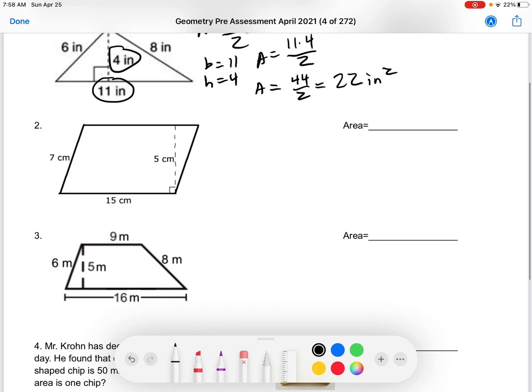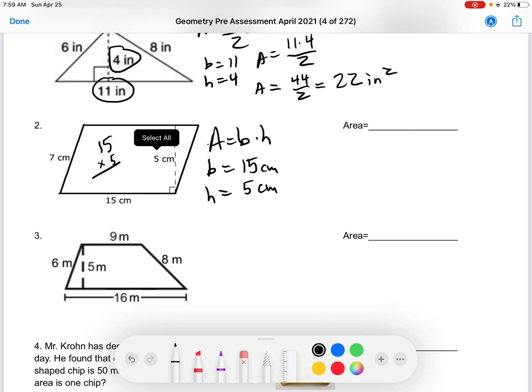Okay. Speaking of parallelogram, there's one right there. So we just talked about area of a parallelogram is base times height. Base equals 15 centimeters, and the height equals not the 7, but the 5 centimeters. So in this case, we just need to multiply 5 times 15. And I'll just do it in here.